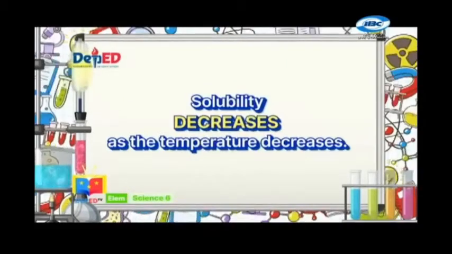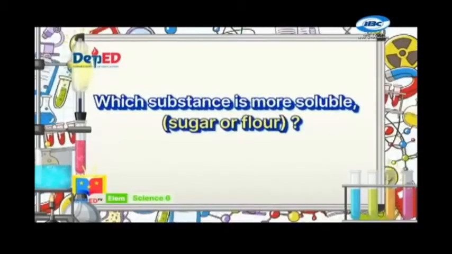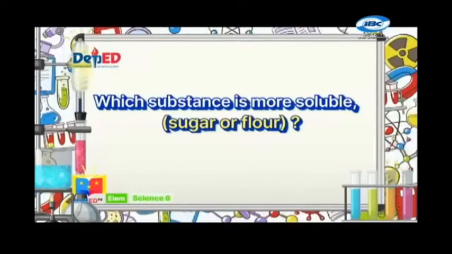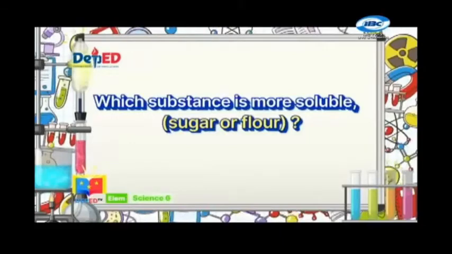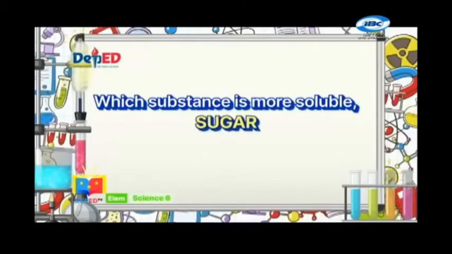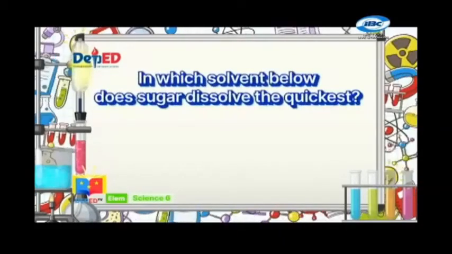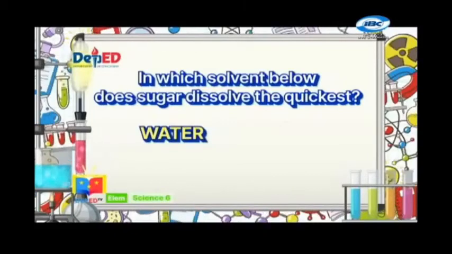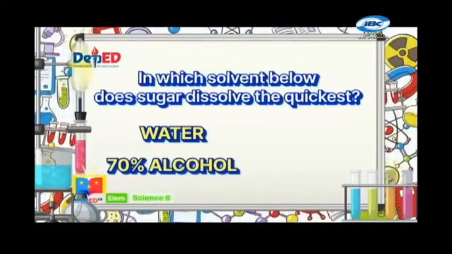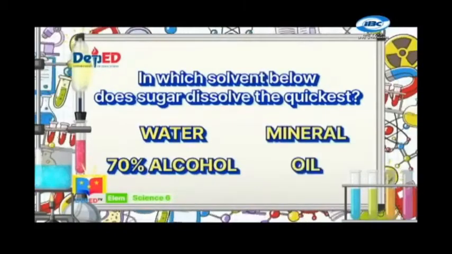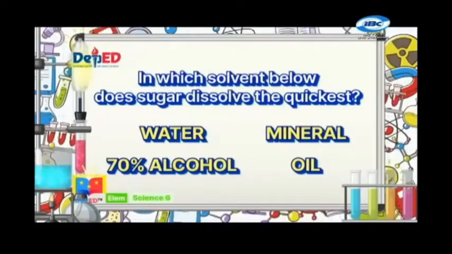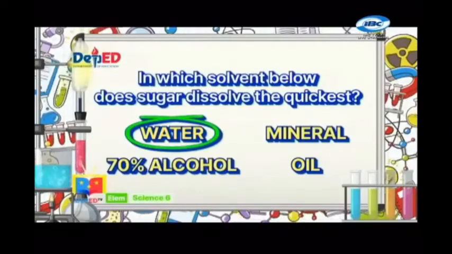Decreases. Number 3. Which substance is more soluble, sugar or flour? The correct answer is sugar. Number 4. In which solvent below does sugar dissolve the quickest? Water. 70% alcohol. Mineral oil. The correct answer is water.